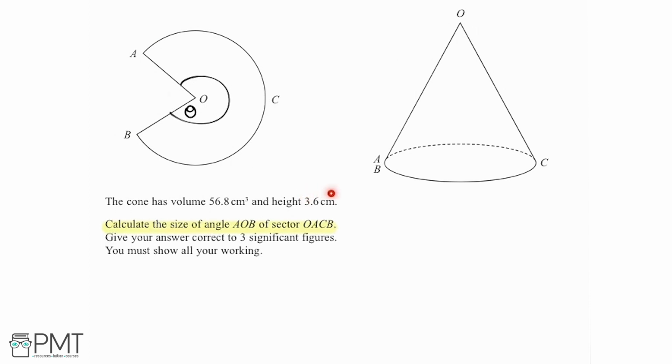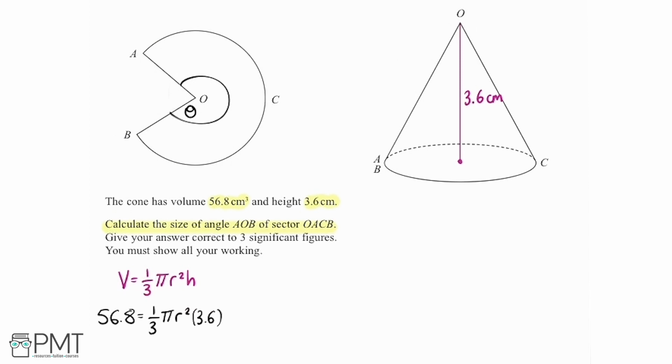So we've been told the height of the cone. So if I put that on here, it's going to be 3.6 centimeters. So we've used this one here, and now we've also been told that the cone has a volume of 56.8 centimeters cubed. Well, we've been told in the question the formula for the volume of a cone. So let's fill in what we know. Well, we know the overall volume is going to be 56.8. And we also know the height is 3.6. So now we've only got one unknown, this r squared here. So we can solve this to find out what the value of r is.